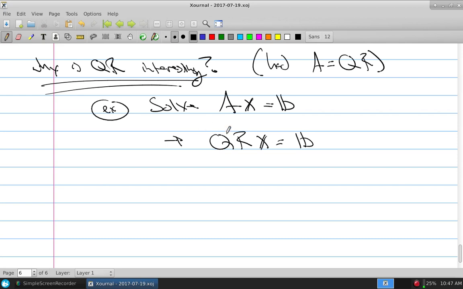Now when I look at it, I'd like to move Q to the other side. But moving Q to the other side means I need to find what? The inverse. But wait a second. It's orthogonal, so the inverse is the transpose. Because Q's inverse is simply Q transpose, that's really easy to find, which means Rx is simply Q transpose B.